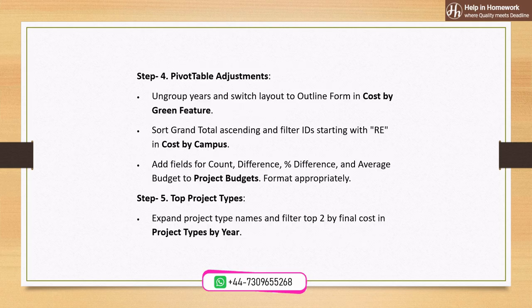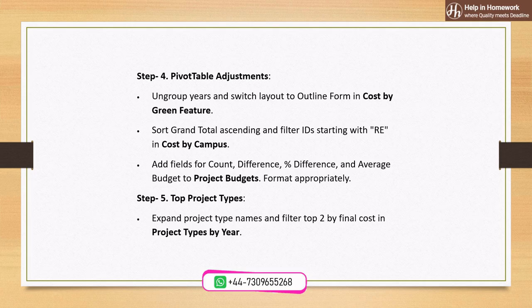Step 4. Pivot table adjustments. Ungroup years and switch the layout to outline form in Cost by Green Feature. Sort Grand Total ascending and filter IDs starting with RE in Cost by Campus.